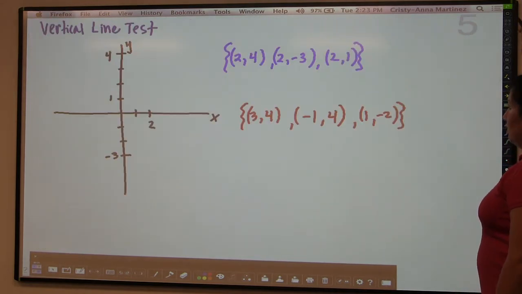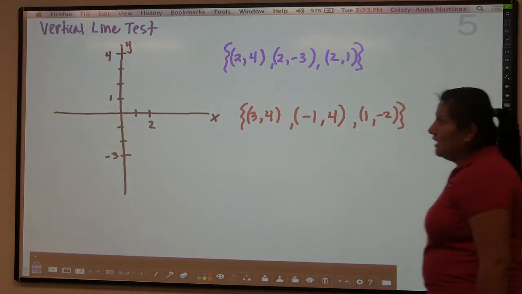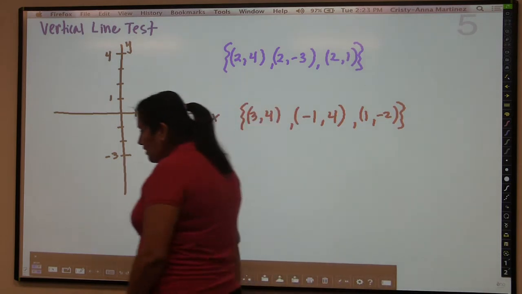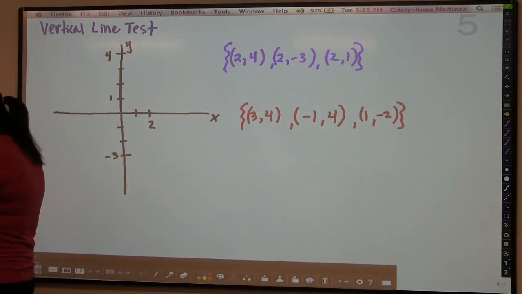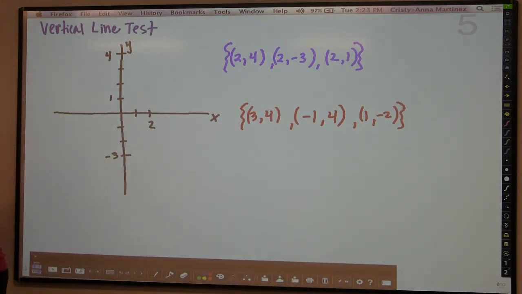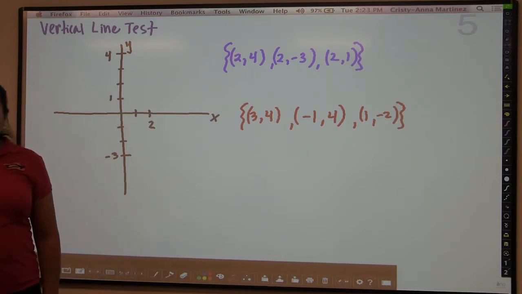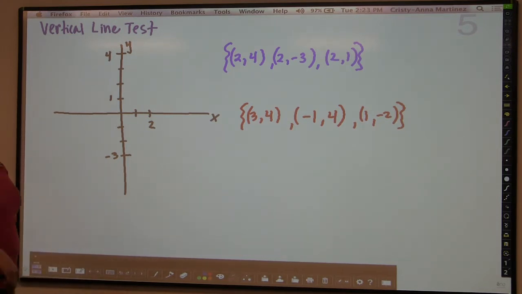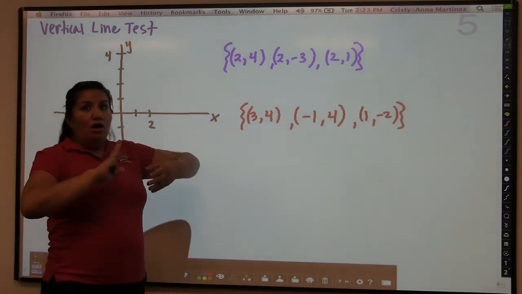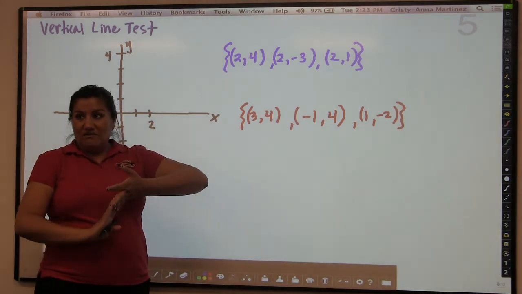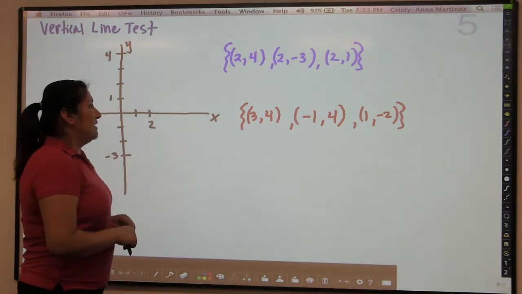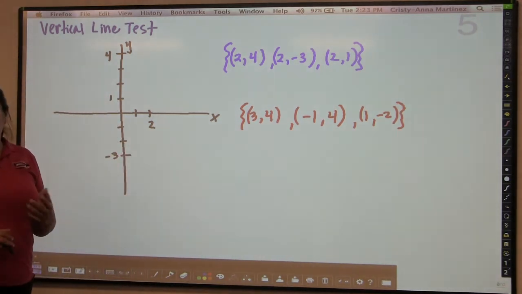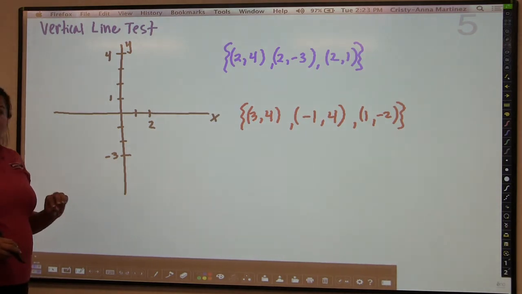So there you go. And now we get to the vertical line test. The vertical line test is another way for us to be able to look at a graph and know whether or not it is a function. One of the ways that we can do that is by looking at the numbers, the ordered pairs, and we can check to see that all of the x values have only one y value and so on and so forth. But sometimes it's nice to be able to see a graph.